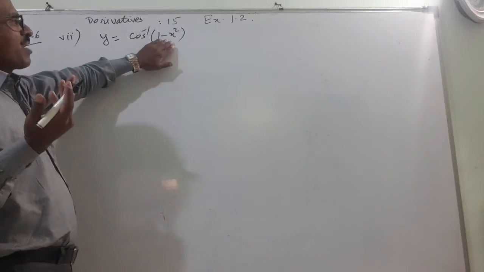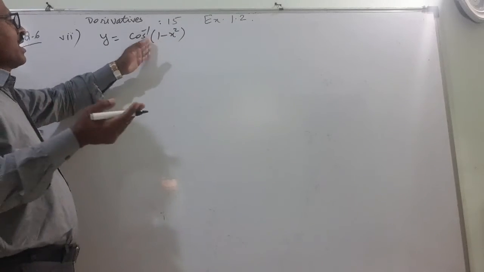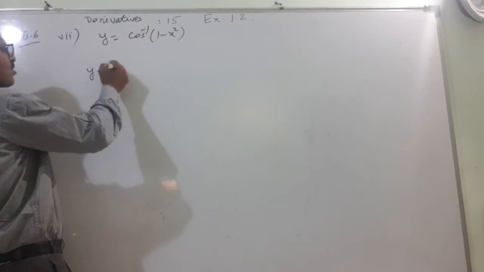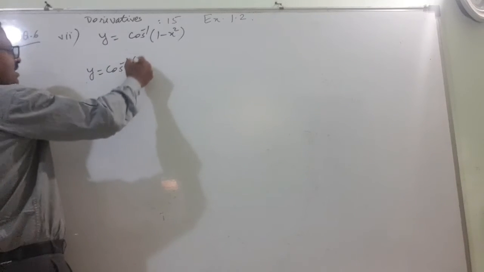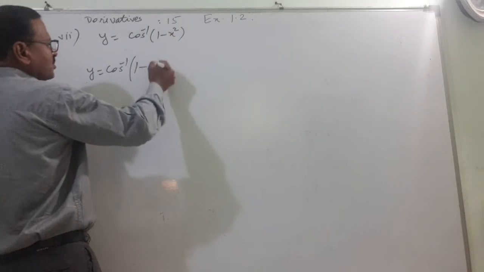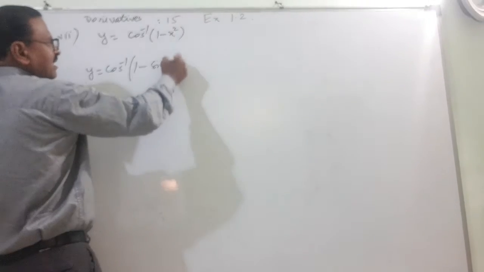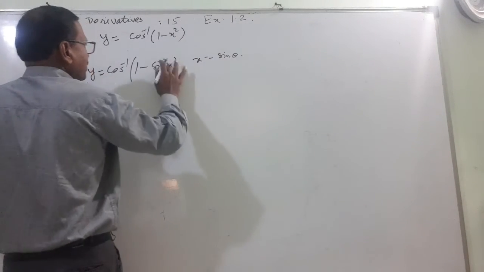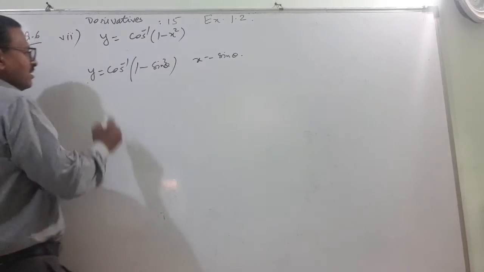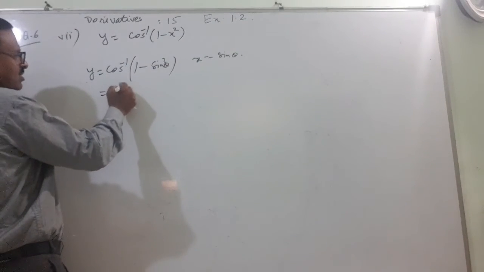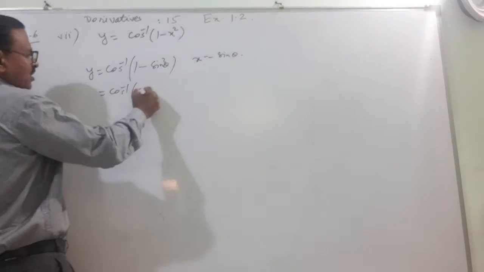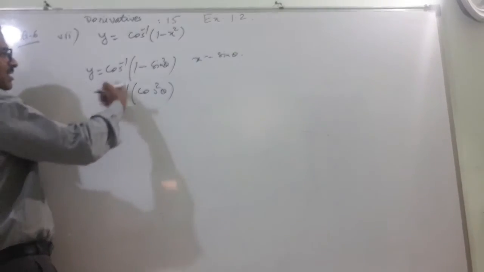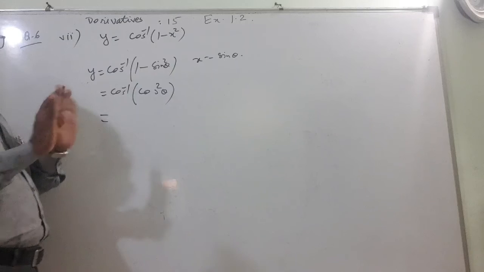1 minus cos square is equal to sine square, and of this, see how the people will think on this. Y is equal to cos inverse of this, they will write 1 minus, suppose this is sine square x. X is equal to sine theta. So here I will write sine square theta. So that is equal to cos inverse of, and this will be cos square theta.